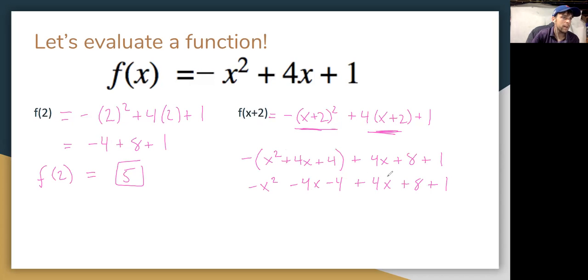So we have -4x and +4x, so those can go away. We have, let's see, so writing this all out, we want to simplify as much as we can, -x squared, and then -4 plus 8 plus 1, that's another 5. And again, formally, we say the function with an input of x plus 2 is equal to that. This is stuff that you already know how to do, but just making sure we touch on it and give you a chance to practice it as we go.